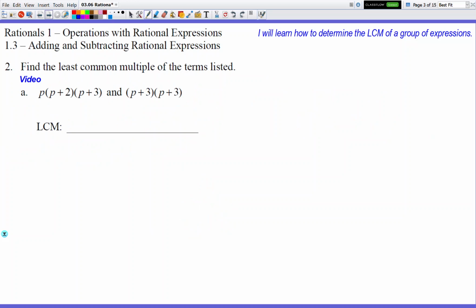Okay, so now we're going to move on to different kinds of things that you're going to potentially put on the bottom. So imagine these are on the bottom.